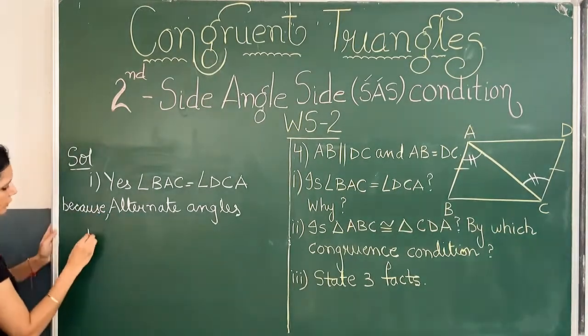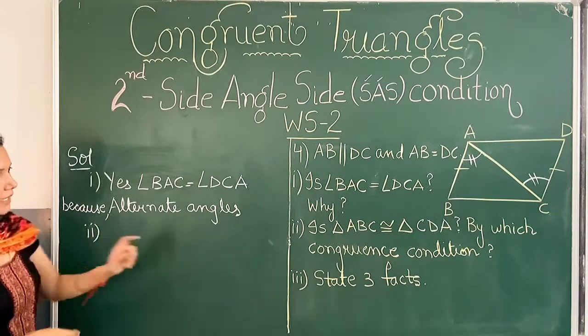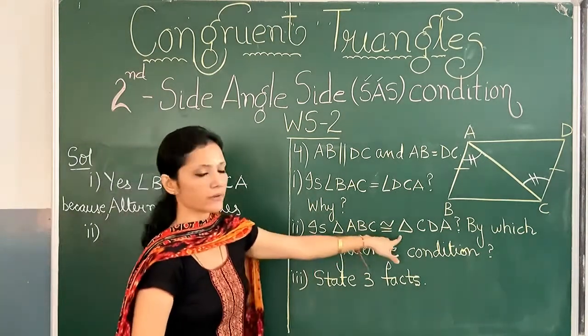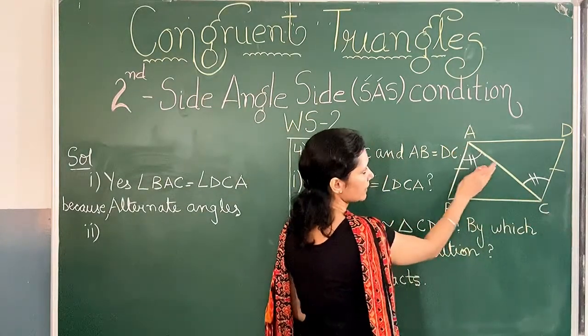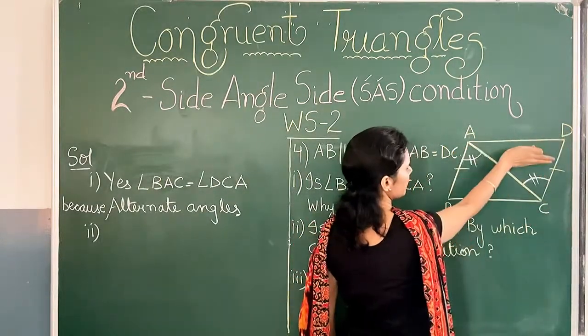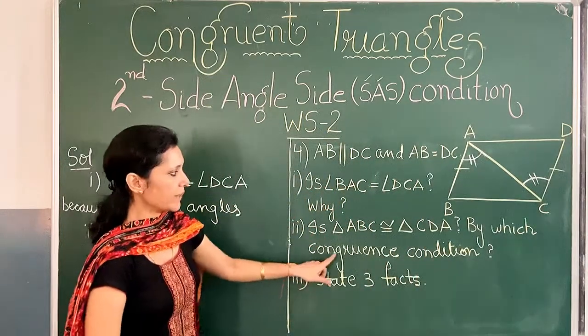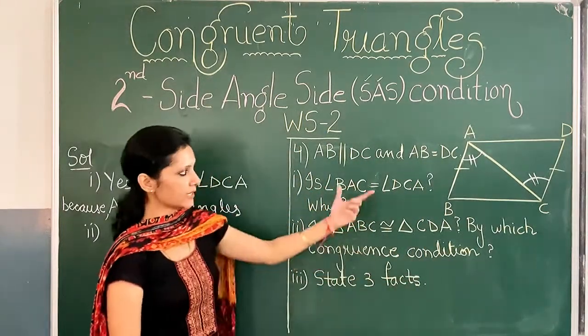Now the second part of the question is: is triangle ABC congruent to triangle CDA? ABC, that means this triangle, congruent to CDA, that means this triangle. And by which congruency condition? So let us check the conditions.